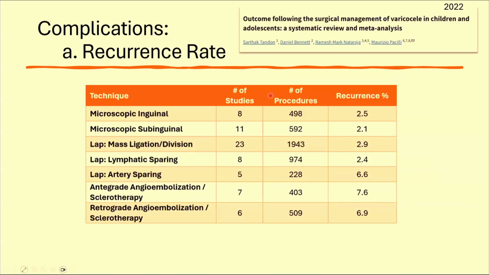However, reviewing the literature, whatever the reference you use, these are just numbers reflecting the percentage of complications in these procedures. For example, in microscopic inguinal, the recurrence rate was 2.5% of the procedures. The subinguinal was 2.1. The highlight is that the radiological interventions, whether angioembolization or sclerotherapy, have a higher recurrence rate compared to the rest. And interestingly, the laparoscopic artery sparing showed a higher recurrence rate compared to the rest of the surgical techniques.